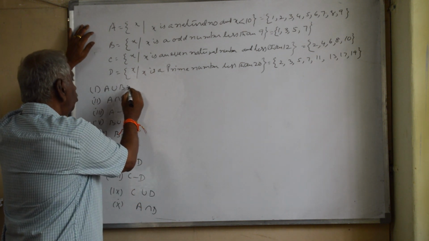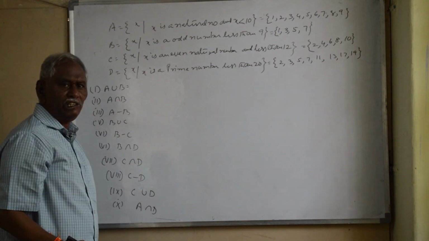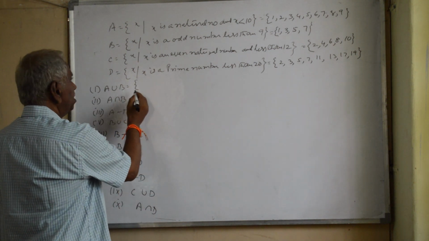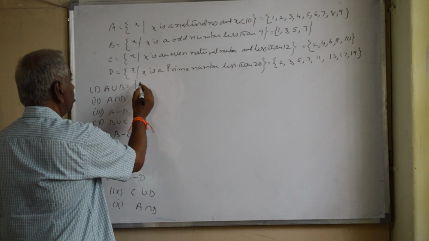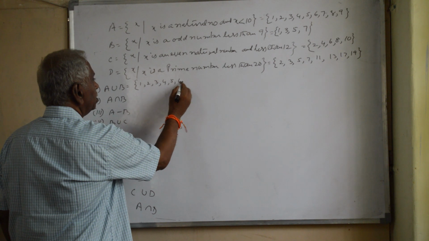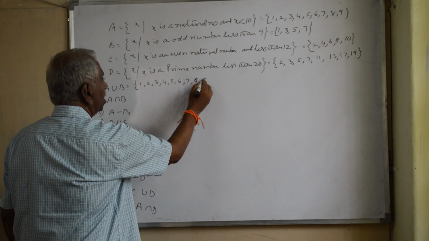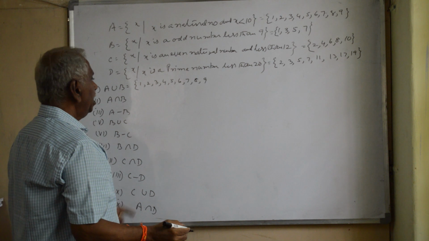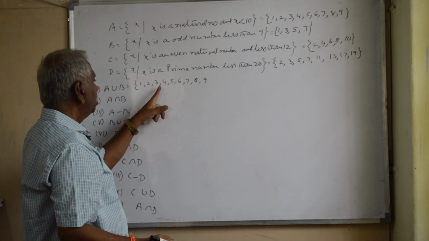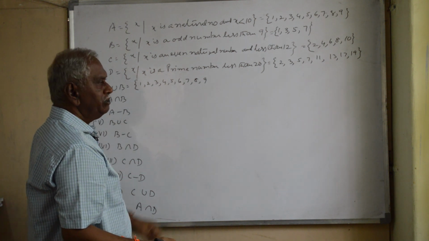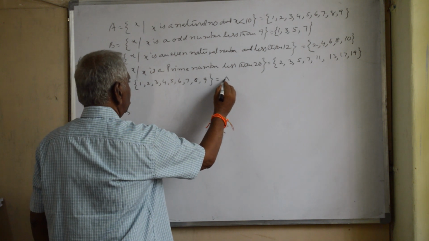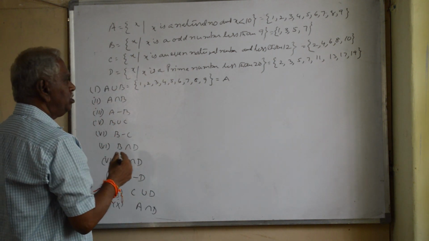Now we go to A union B. What is A union B? Union means, first of all, write the numbers of A: 1, 2, 3, 4, 5, 6, 7, 8, 9. Apart from that, is there any more numbers? There are no other numbers here. 1, 3, 5, 7 are already given. So it is equivalent to A. A union B is equal to A.